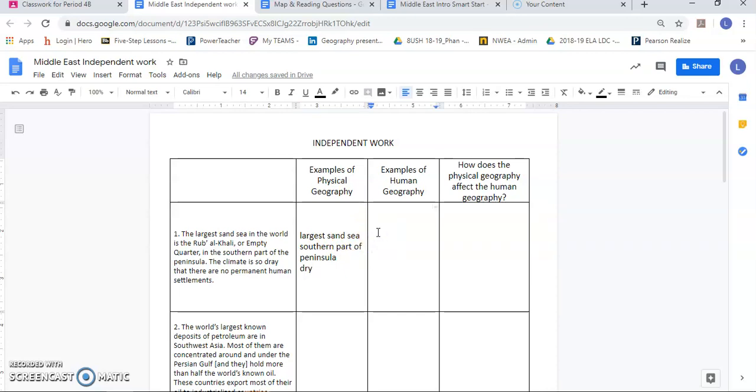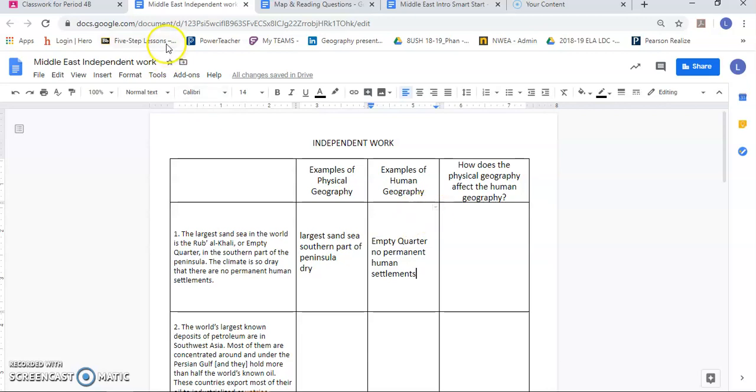Okay, now we're going to put in the examples of human geography. All right, well, humans name it, so they named it the empty quarter. No permanent human settlements, right? So those are the examples of human geography.